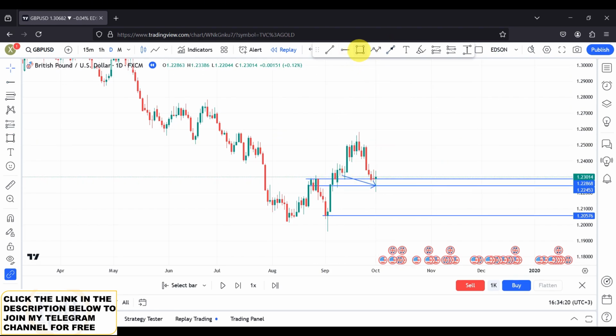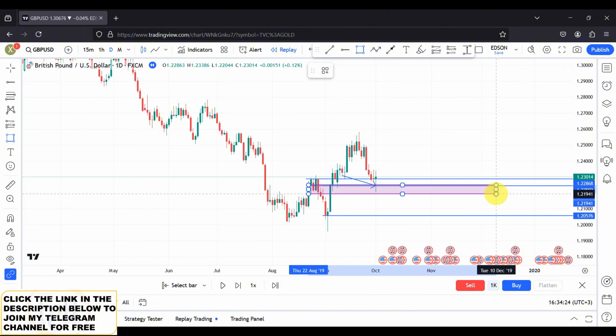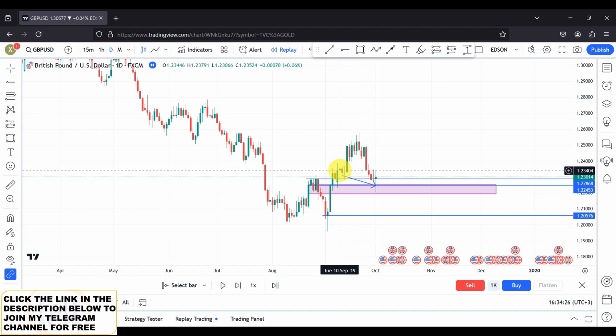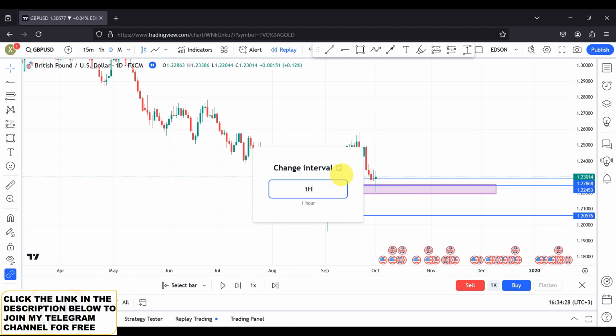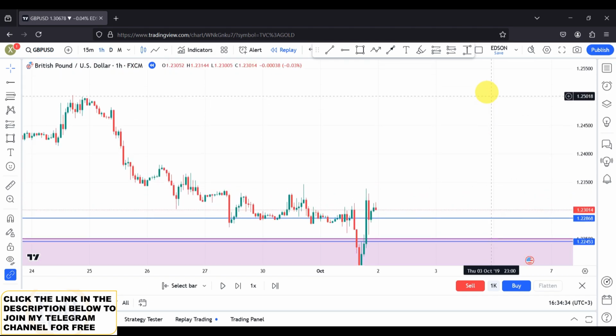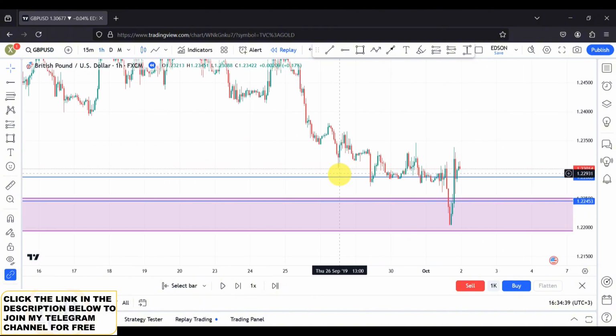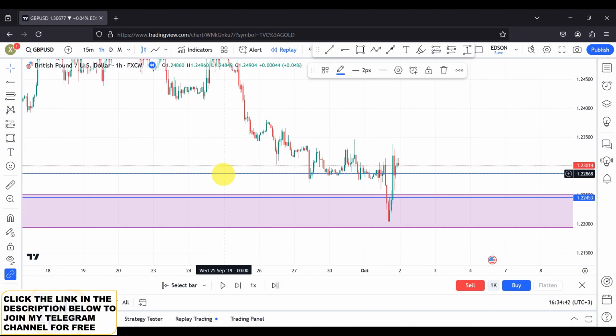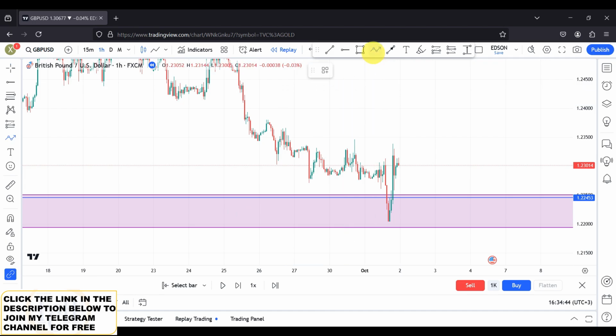Now at this point, we mark this zone right here, and then we go to the 1 hour time frame to see if we will get a shift to support our buying decision. Now on the 1 hour time frame, you can see that the market was moving in a downtrend, providing you with series of lower lows and lower highs.